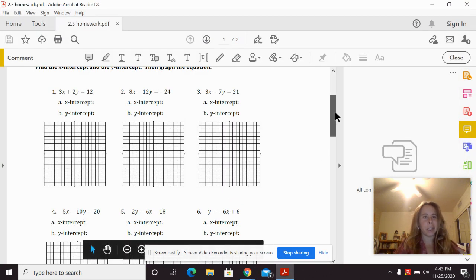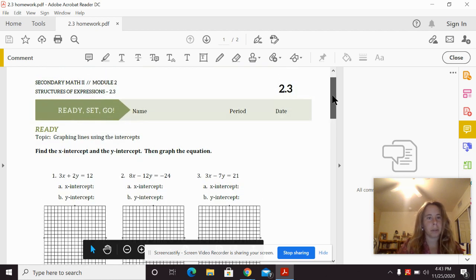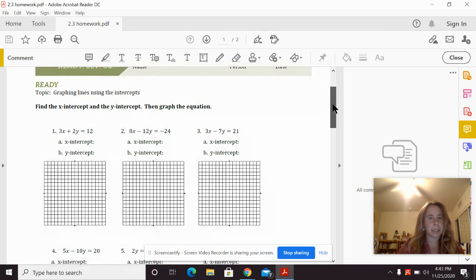See, I'm getting through these. All right, so the first 6, it says find the x-intercept and the y-intercept, then graph the equation.